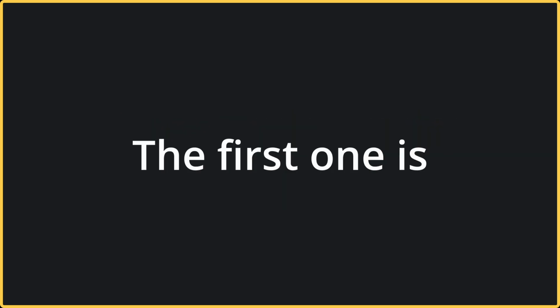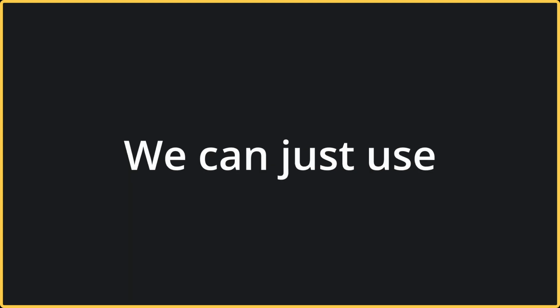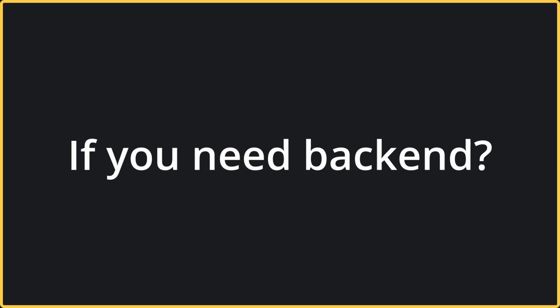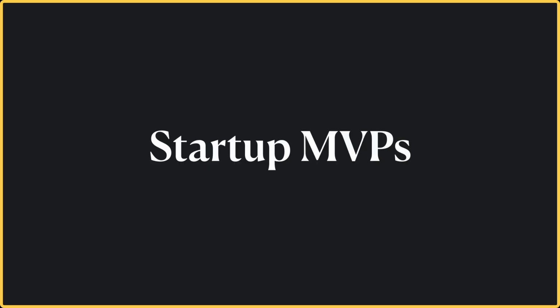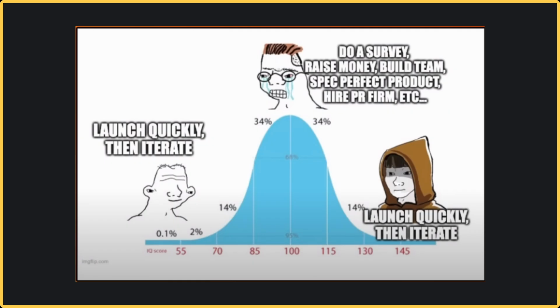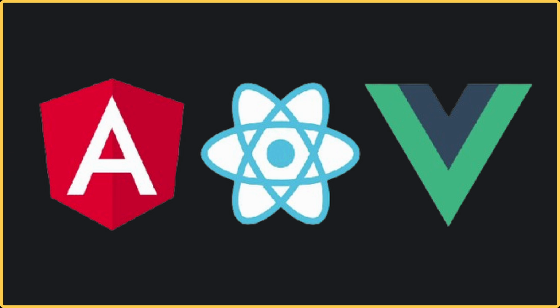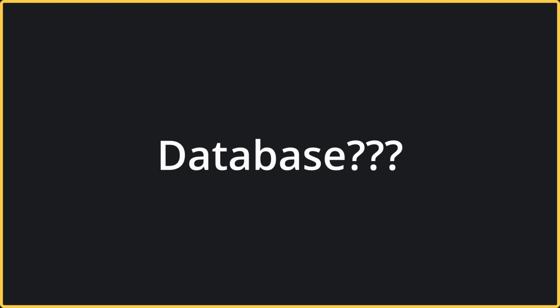The first one is a personal project or portfolio website. It's a static website, so we can just use HTML, CSS and JavaScript. And if in case you need a backend, try to stick with a managed backend or no code backend like Firebase or Supabase. And what about startup MVPs? Okay, MVPs are something where you need to launch the application as soon as possible with the core features. So use React or Vue for the front end, very easy to set up, and use Node.js for the backend, or Django if you're working with Python. And for the database, again, I would recommend Firebase here, or you can use Postgres.